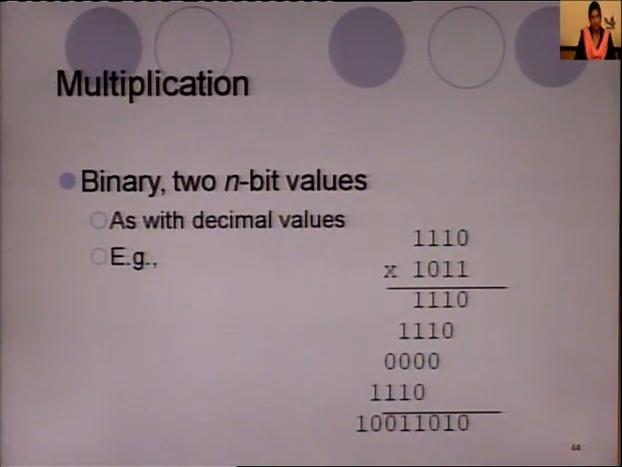Now we will study it with the help of an example. Two n bit values with base 2, binary values. As we have discussed decimal multiplication, this is again the same process. The first string is 1110 and the second is 1011.